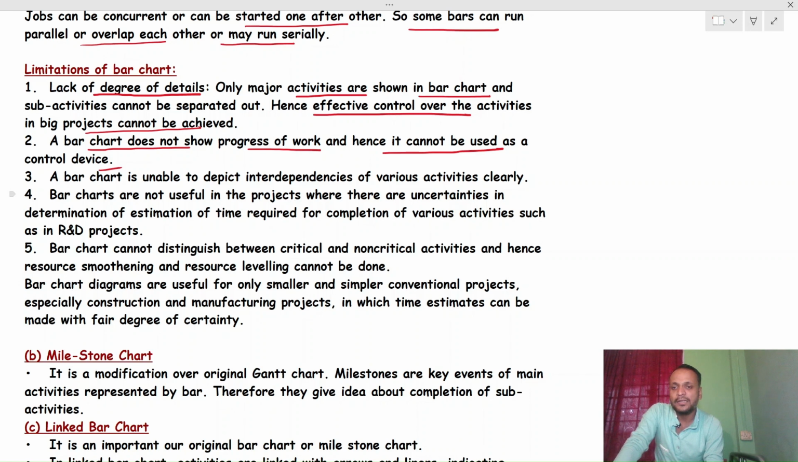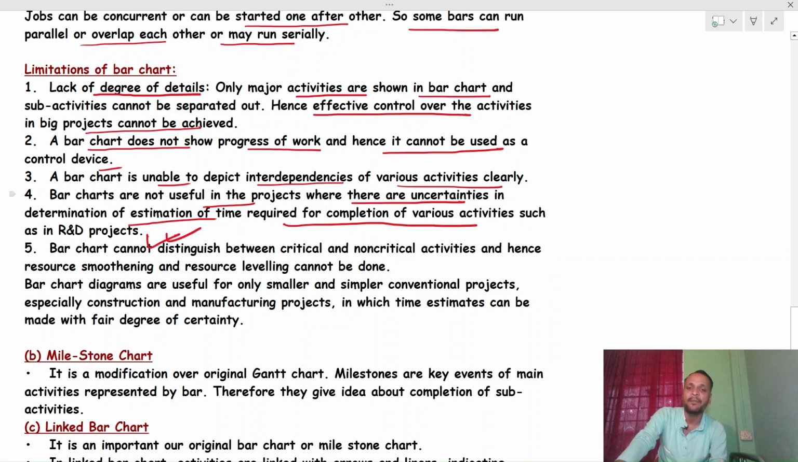Next, a bar chart is unable to depict the interdependency of various activities clearly. If an activity depends on another activity, the bar chart cannot show that. Next, bar charts are not useful in projects where there are uncertainties in the estimation of time required for completion of various activities, such as R&D. Research and development projects, where time is not fixed, cannot be handled by the bar chart, because in research and development you don't know when the completion time will be. So in that case, bar charts are not useful.